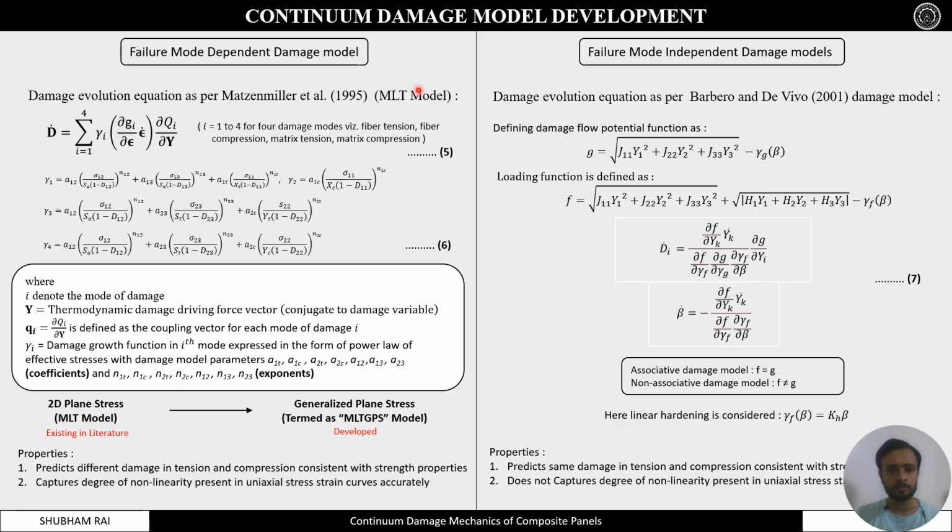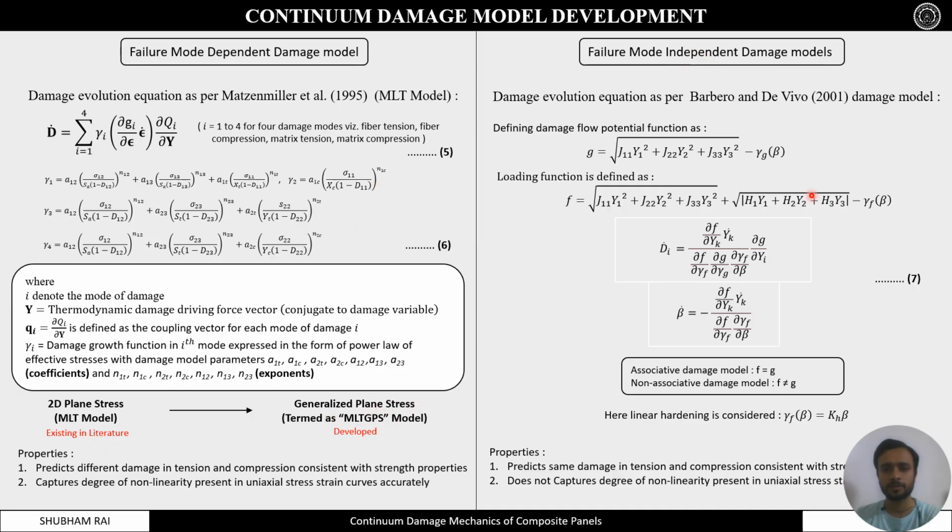So these equations have been proposed by Matzenmiller for 2D plane stress condition. Now we have developed these equations for generalized plane stress conditions by taking out-of-plane damage variables also into account. So this 2D plane stress model is already existing in the literature, and this is the developed generalized plane stress model, which is termed as the MLT GPS model. MLT is the same as this one, and GPS stands for generalized plane stress condition.